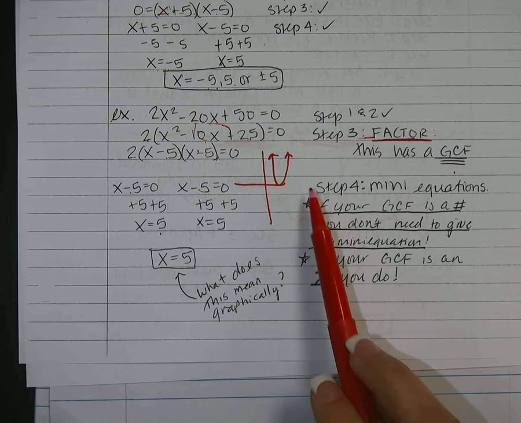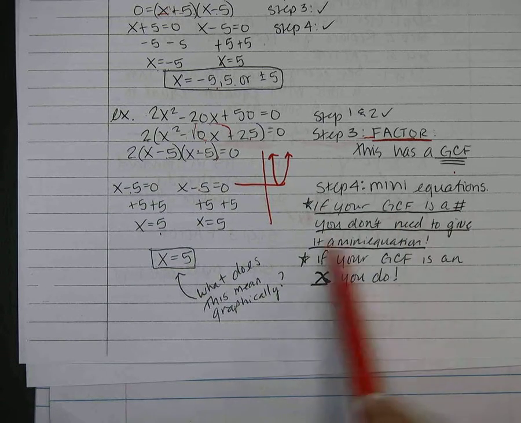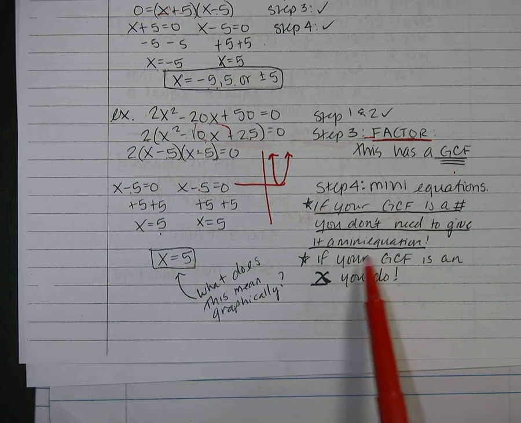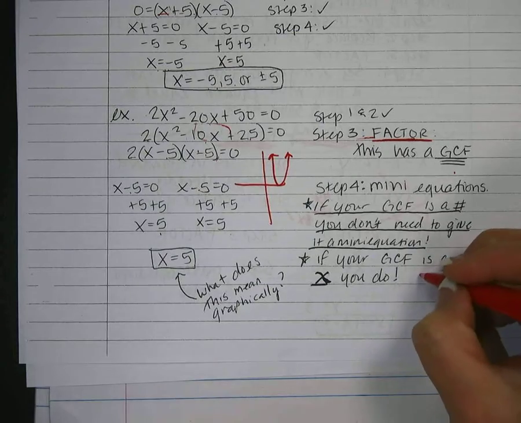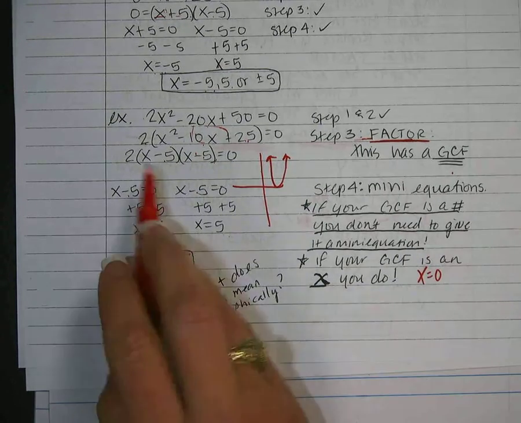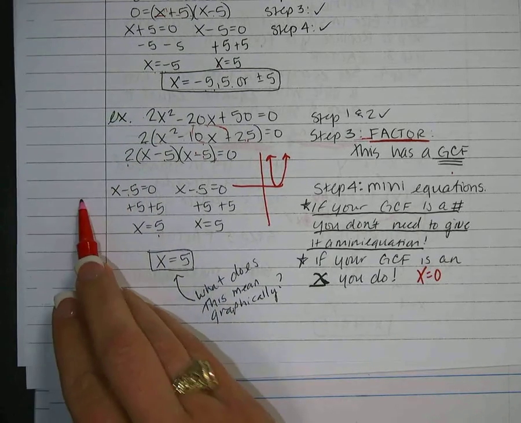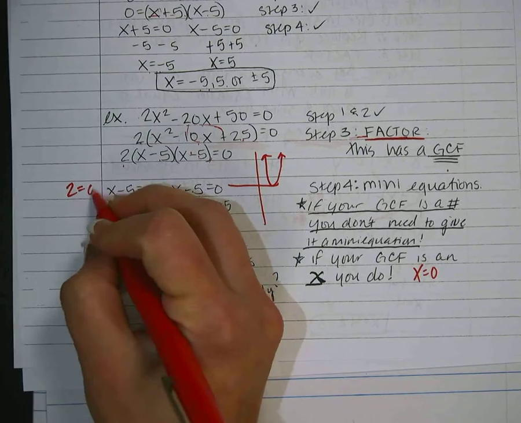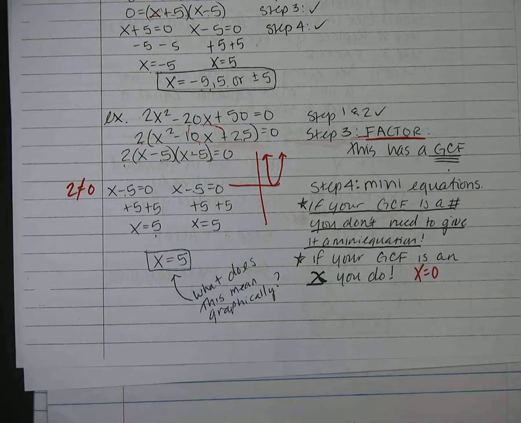Now, when you're making your mini equations, if your GCF is a number, you don't need to give it a mini equation. But if you factor it out in x, you do, because one of your solutions will be x equals 0. Okay, so in this case, our GCF was a 2. I don't need to give it a mini equation, because think about it, if I did, it'd say 2 equals 0. Well, that's not true, so it's irrelevant.